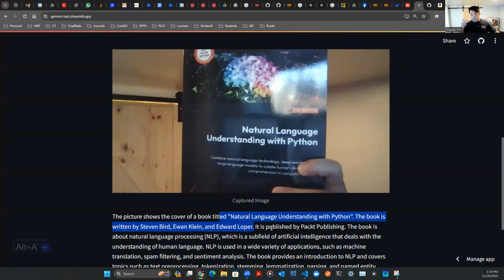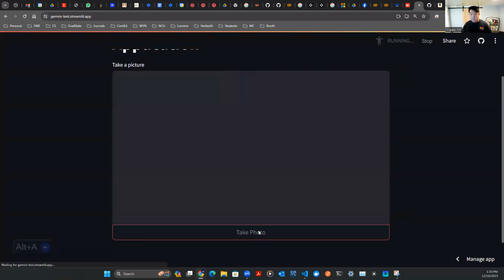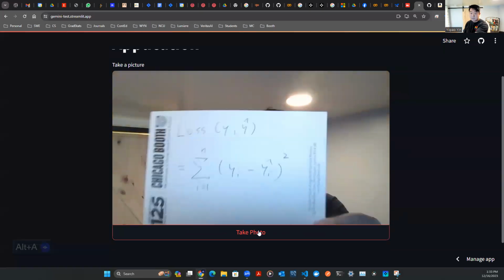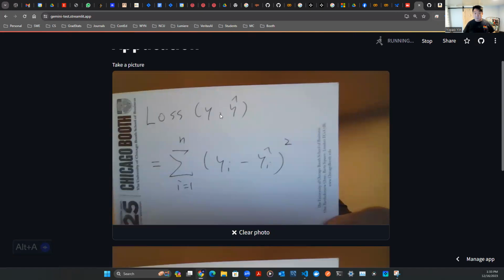So that's one example. Another example I want to show you guys is a handwritten formula. Here I wrote a loss function, that's essentially mean square error. Let's take another picture to see if Gemini can recognize handwritten letters. So boom, there you go. That's my loss function. Here it says y hat, right? y is the ground truth. y hat is the educated guess from the model. And that is the definition of the mean square error loss function, or sometimes people call it square loss.